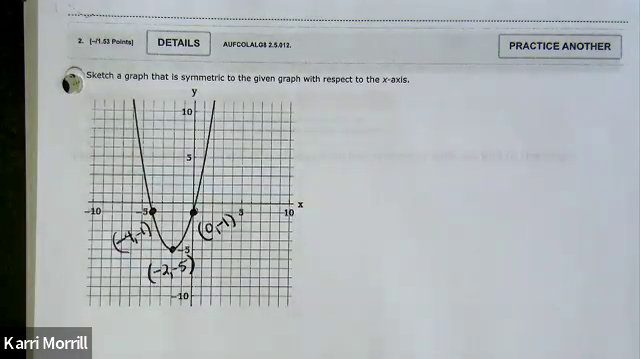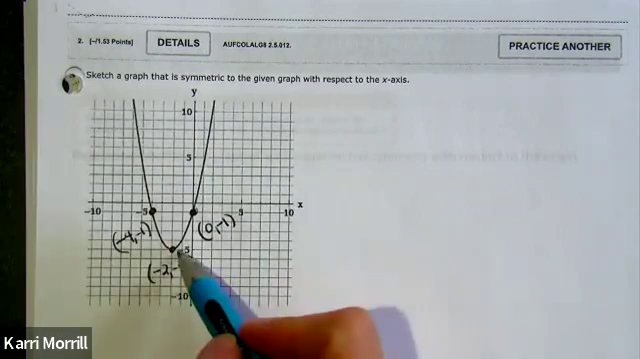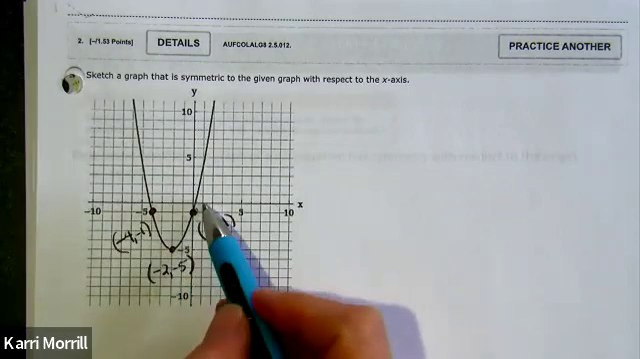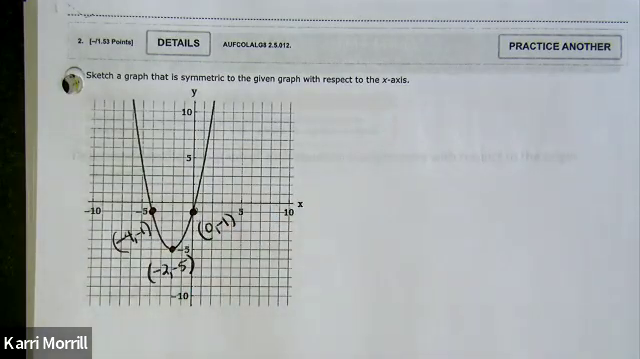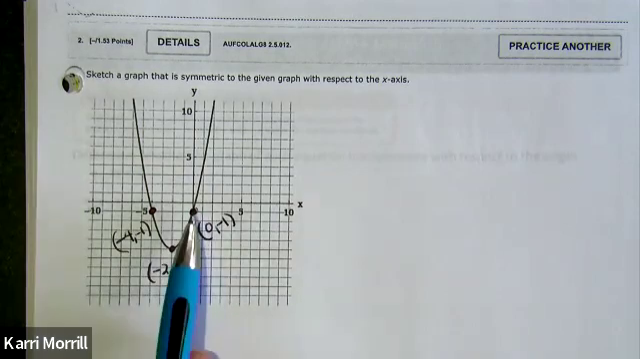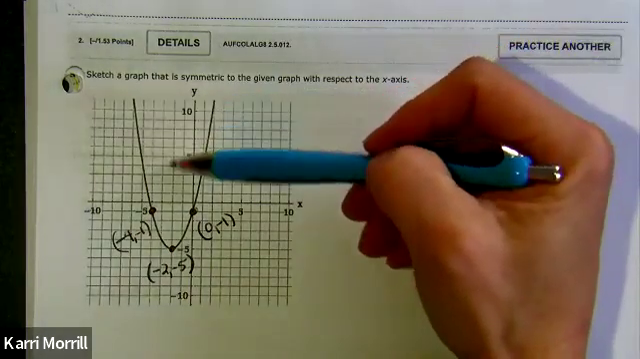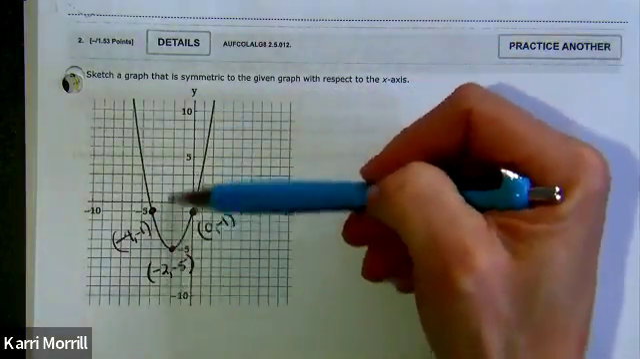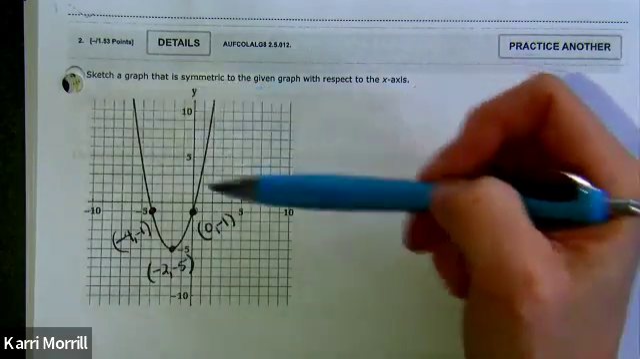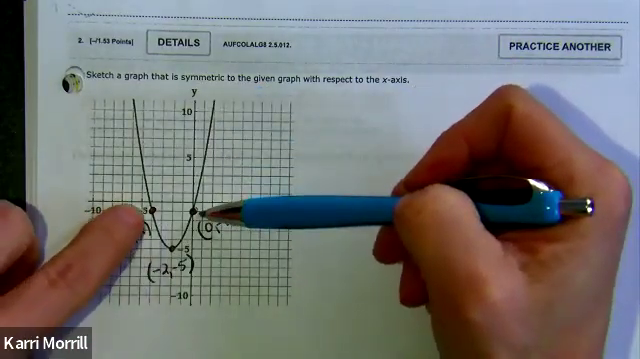Okay, you need to go look at the graph and identify 2 or 3 points, at least 2, the vertex being 1 for sure, and then at least 1 other point. But I would do 3, because these are symmetric to each other, right? Remember when you learned about that line of symmetry right here? That's why I would do that, because it shows the 2 points that would be across from each other.